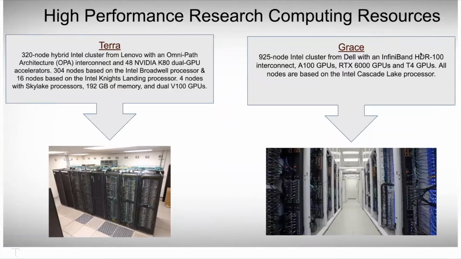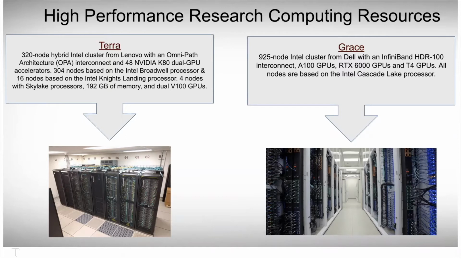Actually, let's talk about our resources. If you were here this morning, this slide will look very familiar to you. This just highlights our resources. So Terra is our 320 node hybrid Intel cluster from Lenovo. It has an Omni-Path architecture interconnect, so different from Grace. Terra is the older cluster of the two. Grace was just fully deployed this past summer. So Grace is going to have the newer hardware.